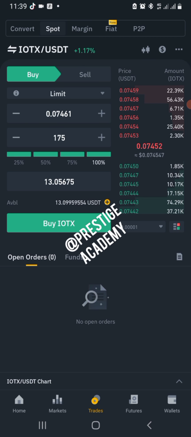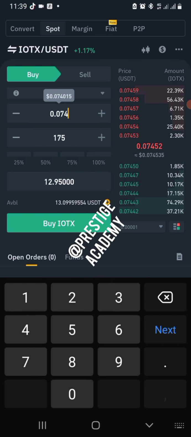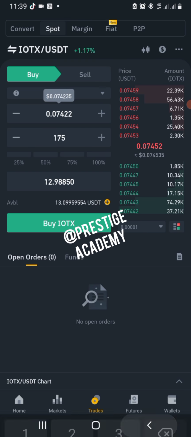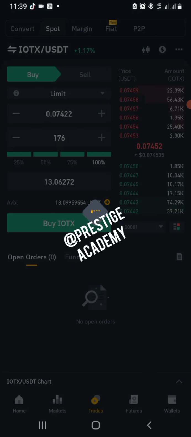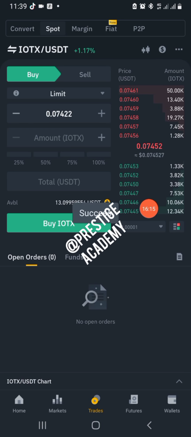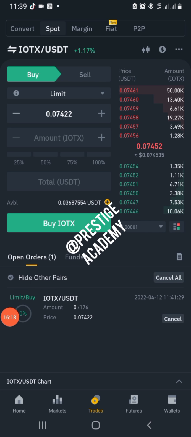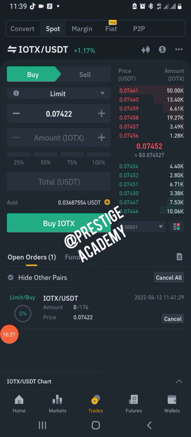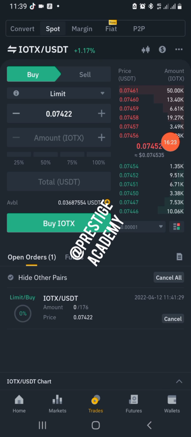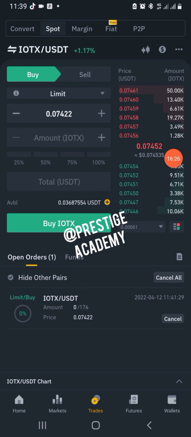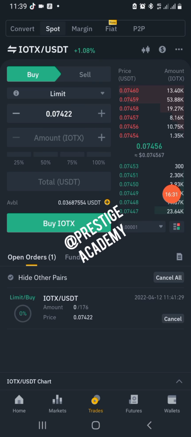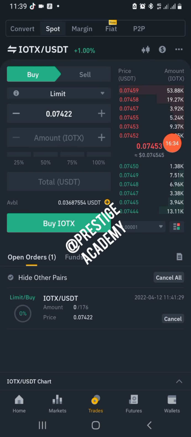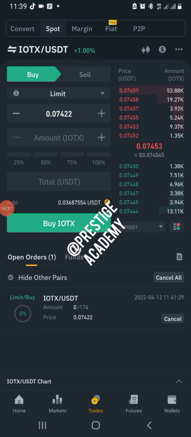Now let's click on buy with limit and see what happens. Our limit here is currently above the market price. Now let's drop this to 22. Then let's click on 100% and then click on buy. Now this will be on pending open orders. It has not peaked. It will keep waiting for this trade to drop to 0.07422 before it can buy for me. That's just how a limit order works.